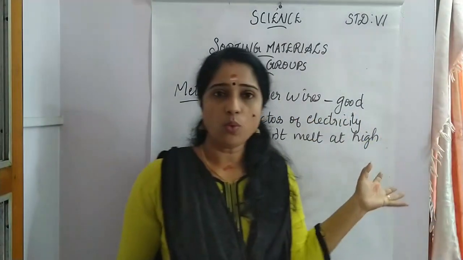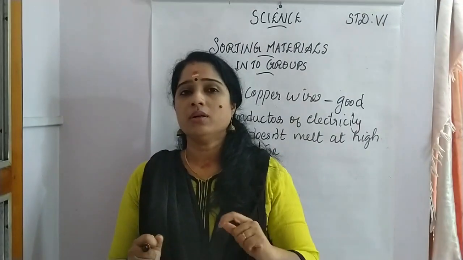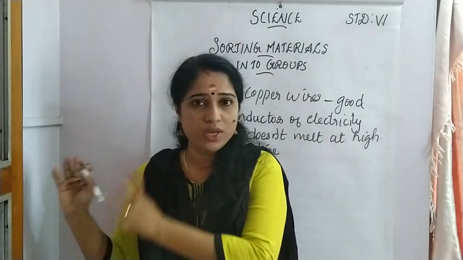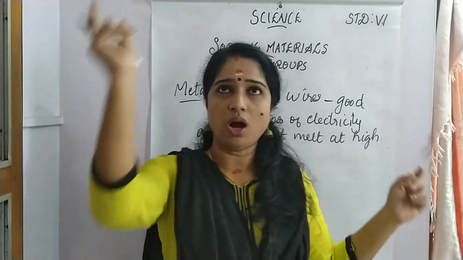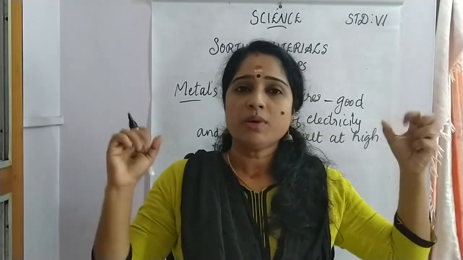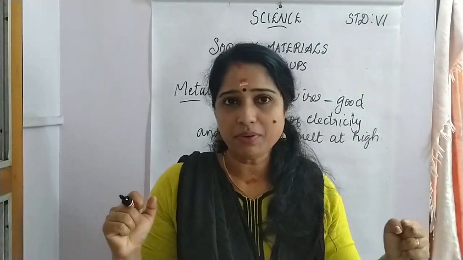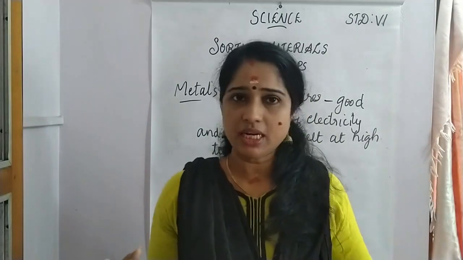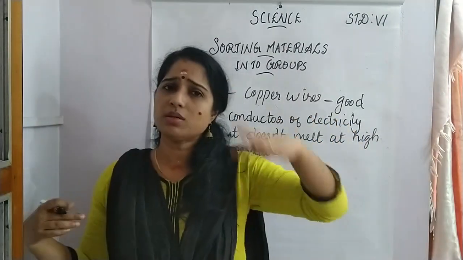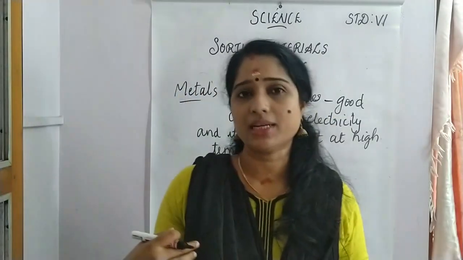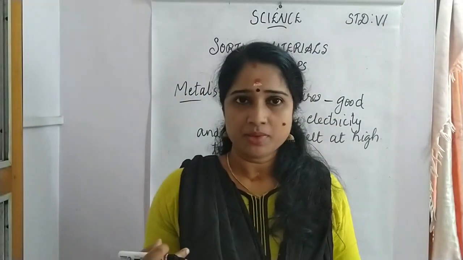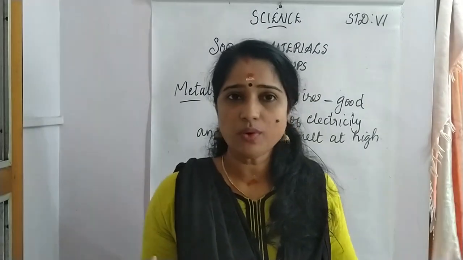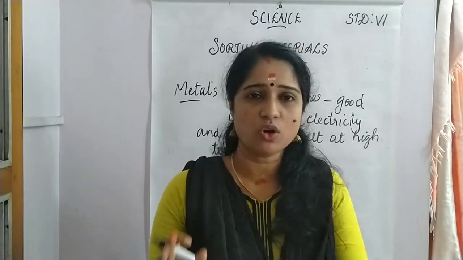So this copper wire protects the equipment, whatever we are using, maybe TV, fridge, our wiring at home. Otherwise, what will happen? We'll get shock. If this copper is made up of any other material, of course, silver is a very good conductor of heat and electricity. But we can't use it, because you know why? Silver is very expensive, very costly.